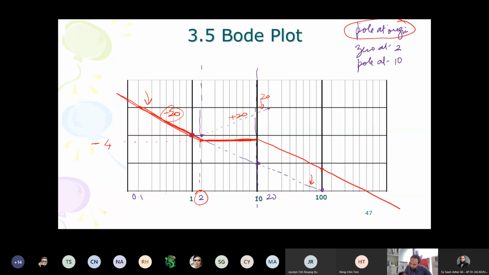And so on. This point should be, so this is minus 20 dB. All right.